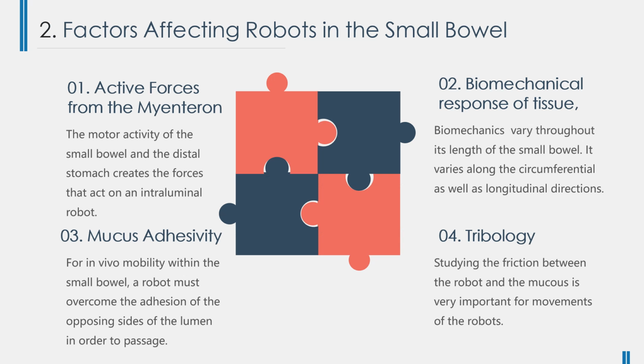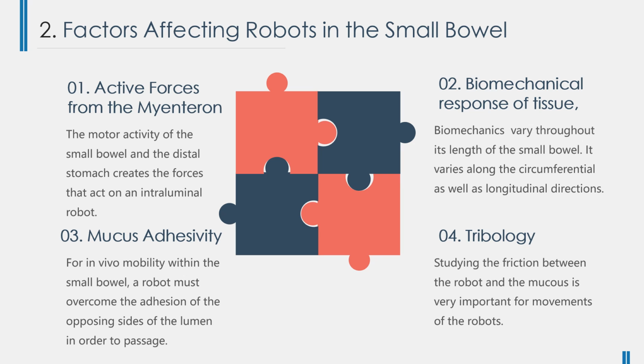There are four main factors affecting robots in the small bowel. Active forces act on an intraluminal robot, which are created by the motor activity of the small bowel and the distal stomach. Biomechanics varies throughout the length of the small bowel. It varies along the circumferential as well as longitudinal directions. For in vivo mobility within the small bowel, a robot must overcome the adhesion of the opposing sides of the lumen in order to pass.